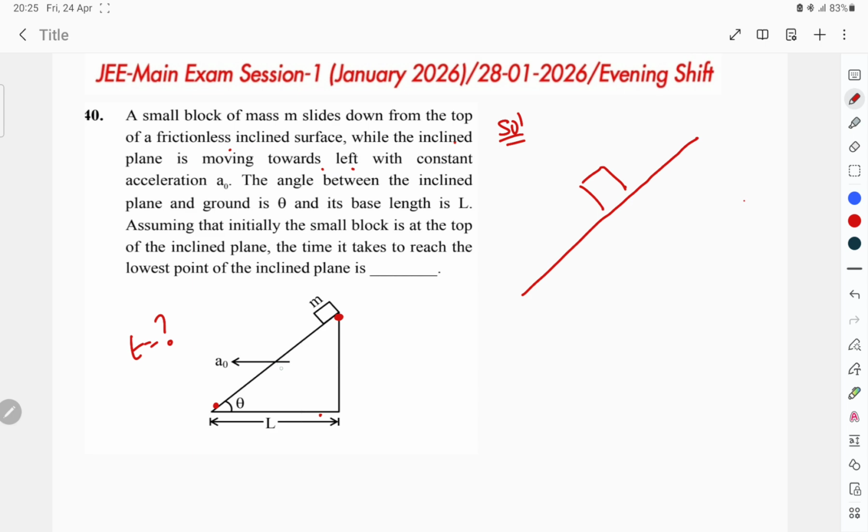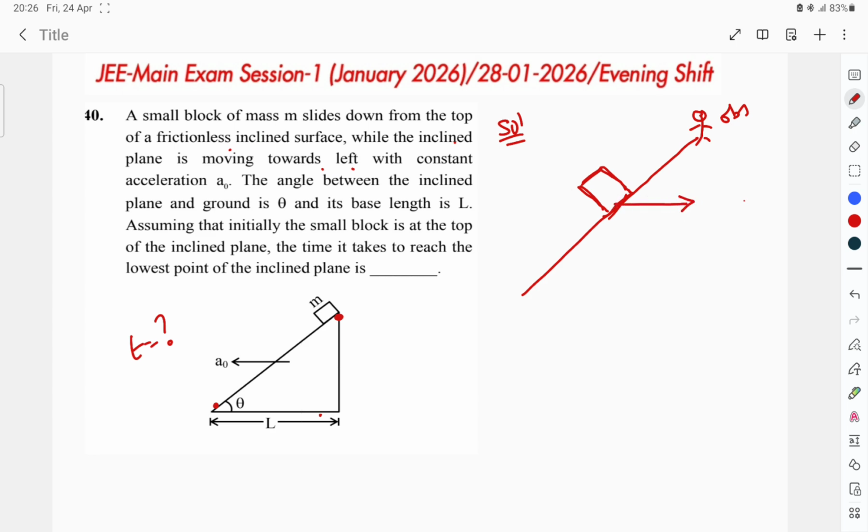So here it is a moving frame. The wedge is accelerating left with an acceleration a0. So what I am considering is, just imagine I am observing from the wedge's point of view. With respect to this observer, the wedge is at rest. When we consider the wedge to be at rest, on the small block m there will be some pseudo force. The pseudo force will act opposite to the direction of the motion of the wedge, so pseudo force will be in this direction.